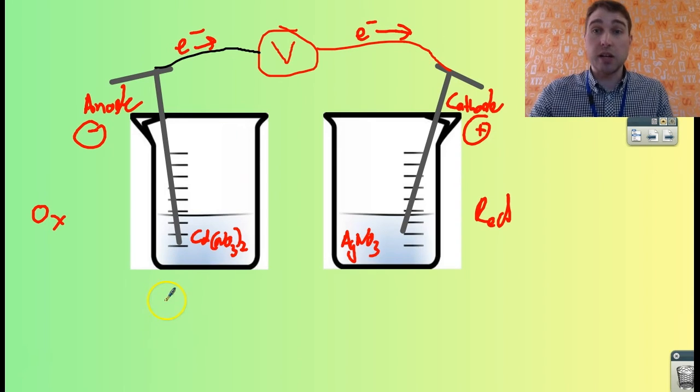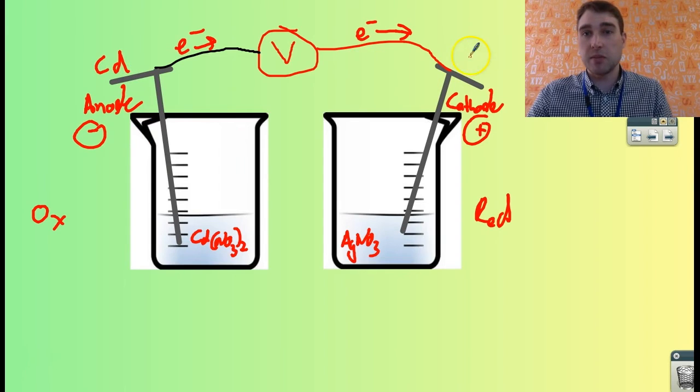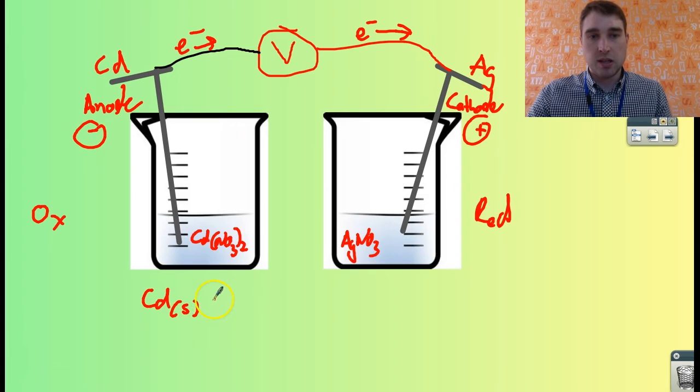And now we can write our half equations. So our cadmium rod, so the rod there is made out of cadmium. Over here we have our silver rod. The cadmium is being oxidized. So oxidation is loss. So solid cadmium goes to cadmium ions, Cd2+, aqueous, plus 2 electrons, so it's losing the electrons.